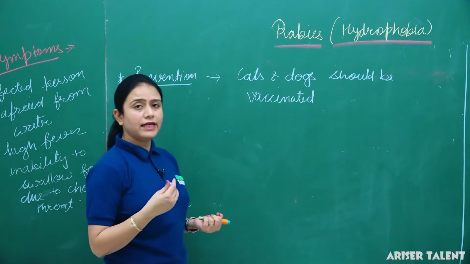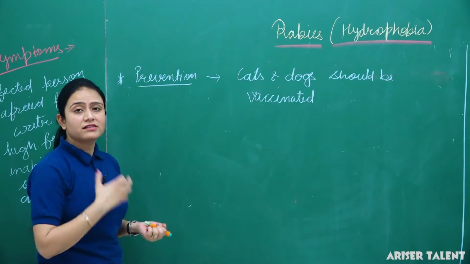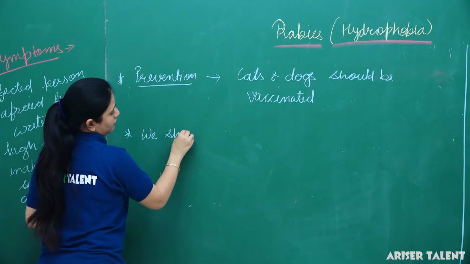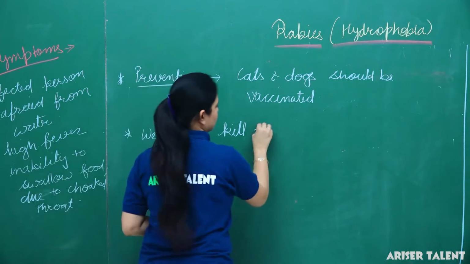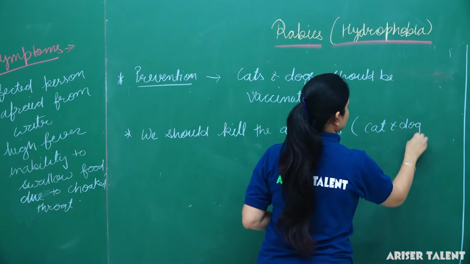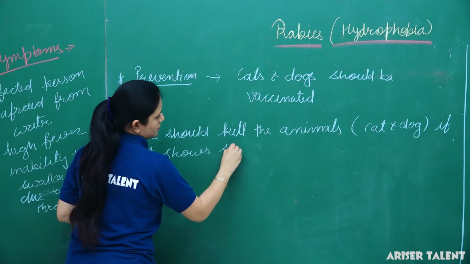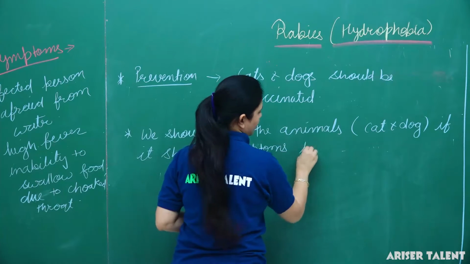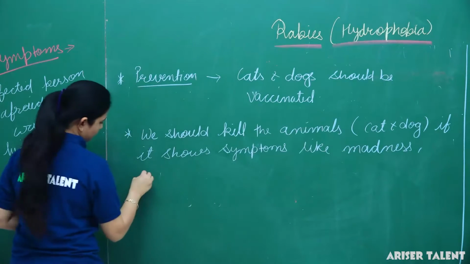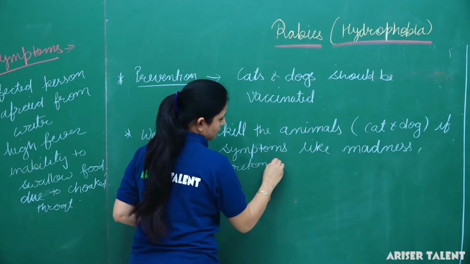And if we see any animal like a dog showing some symptoms, like getting mad, or there is excess secretion of saliva, then we should kill the animal, like a cat or dog, if it shows symptoms like madness or excessive secretion of saliva.